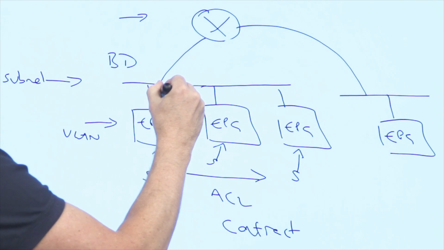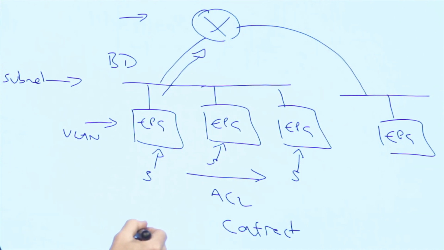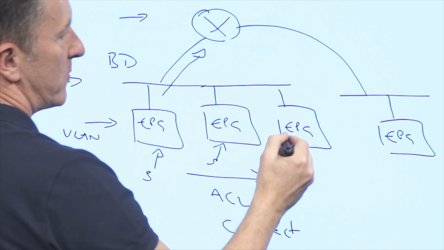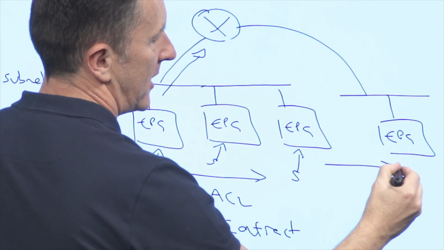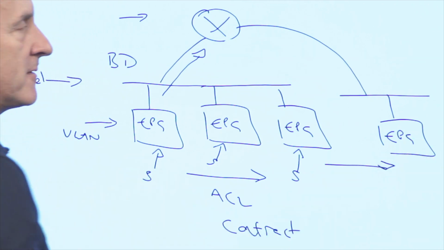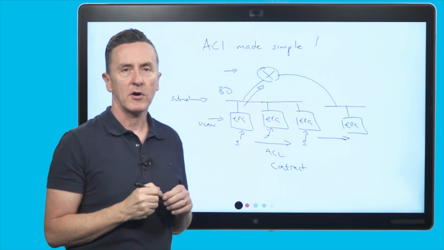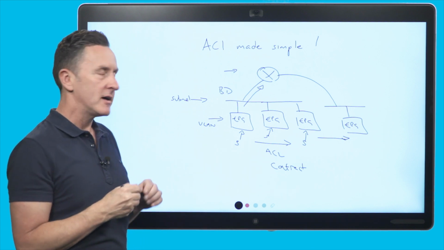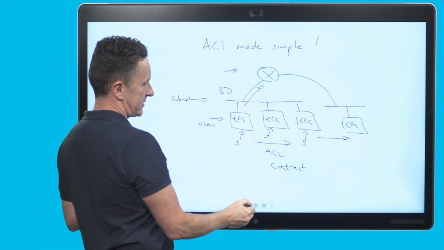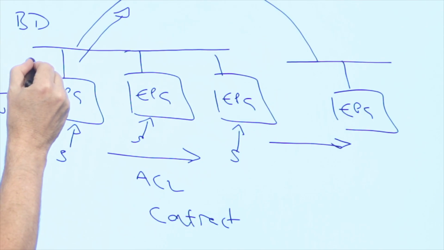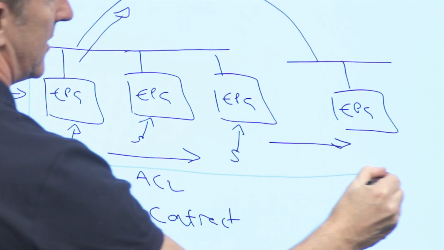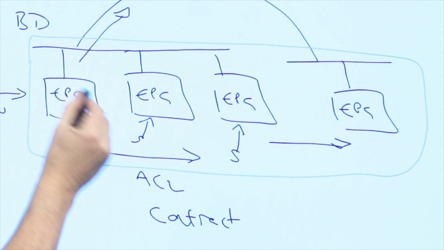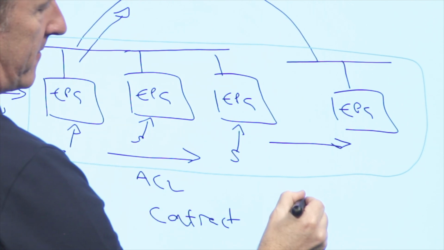They can talk out through their default gateway up here. And if they want to talk to the next tier of the application, we simply put a contract in place that allows this EPG to talk to a different EPG, and that's it. I've now got connectivity across the network. And again, the missing part is I'm going to draw a box around all of these EPGs, and these would form what's known as the application profile.